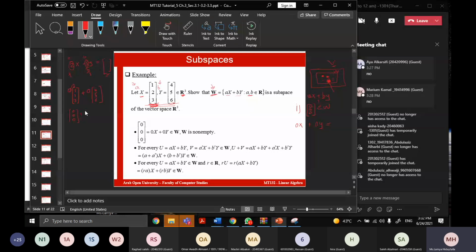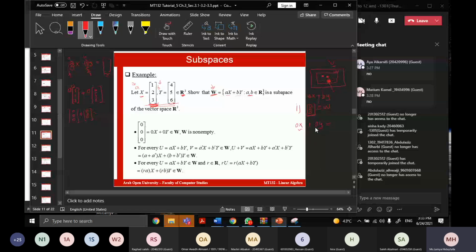Again, plus 0, 0, 0. So what is that? I'm going to get the vector 0, 0, 0. 0x plus 0y is going to give me the 0 vector. For simplification, I'm not writing it. I know what x is, x is actually this vector. So there is no need to write it, because you know that 0 times any vector is 0.